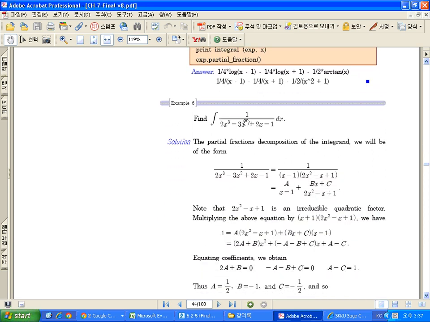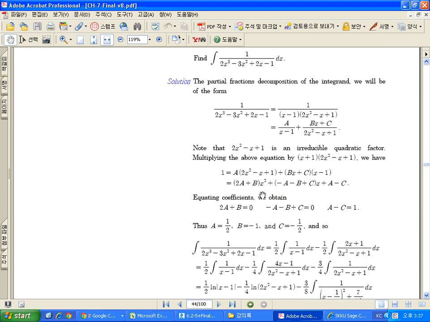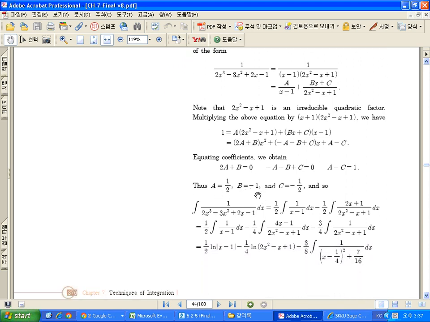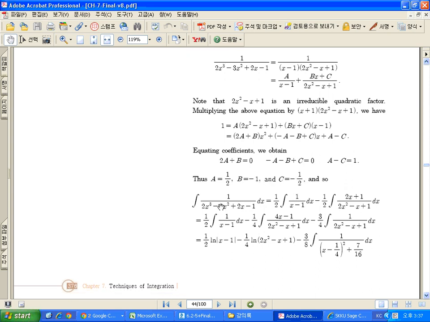Example 6: for this integration, the denominator can be factored like this. Then here you have a linear term, and here you have a quadratic form. Then the numerator should be bx plus c. Then you solve the linear system of equations, which gives us a, b, and c as 1/2, -1, and -1/2. So this one can be written as this, which gives us a logarithm and a logarithm. And this can be done by completing the square.